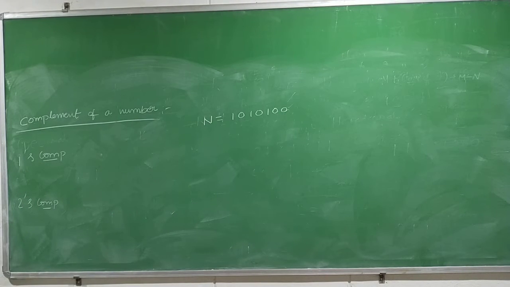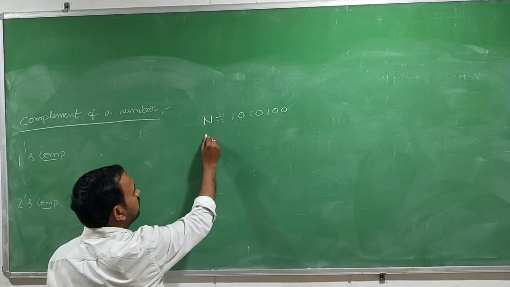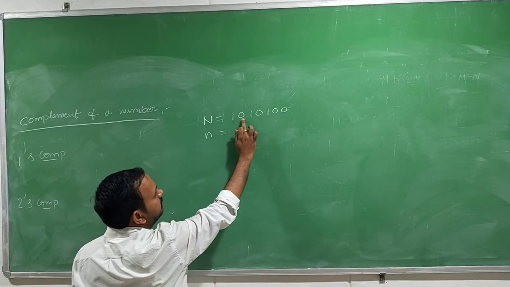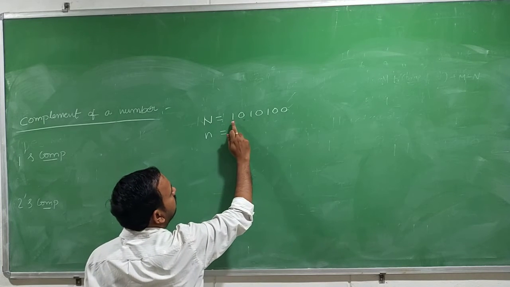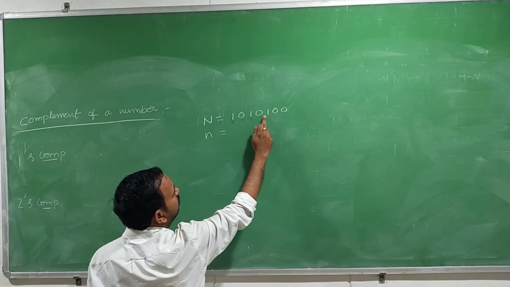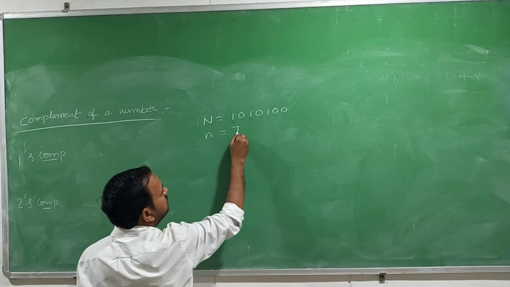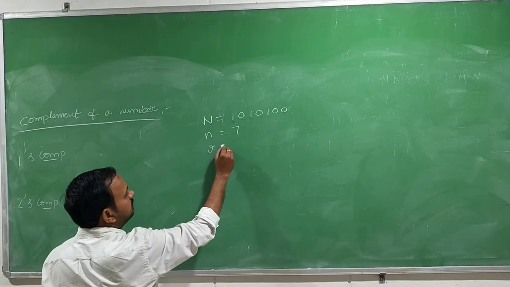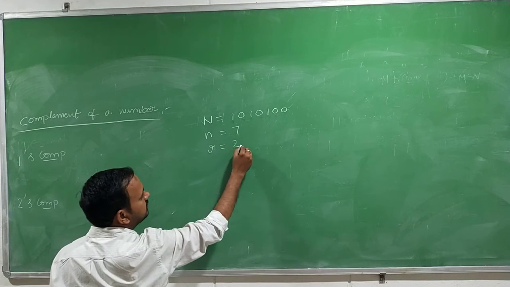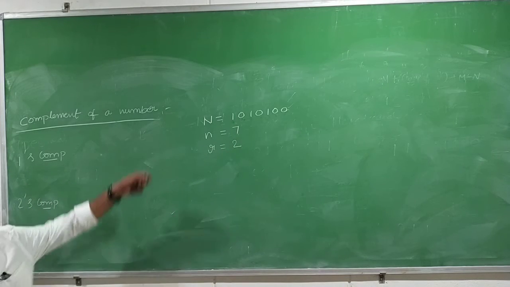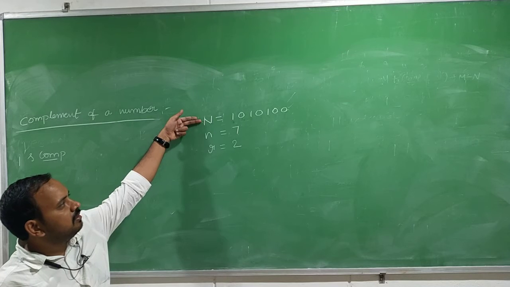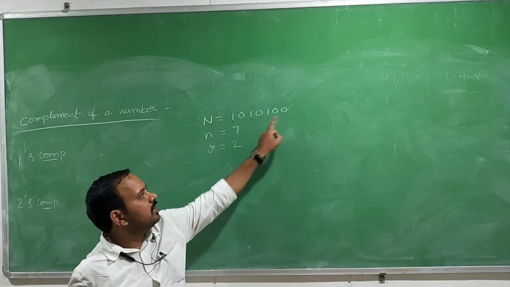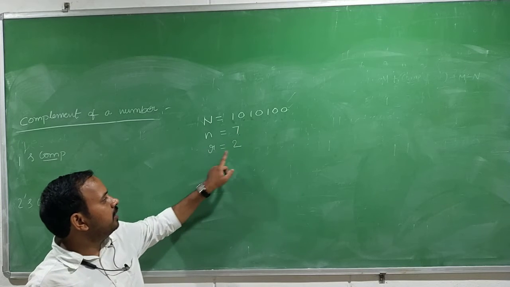Now, in this given number, small n is nothing but how many digits are there in this number. How many are there? 1, 2, 3, 4, 5, 6, 7. 7 digits are there. And radix: this is a binary number, so radix r is 2. Capital N is the given number, small n is the number of digits in this number, and r equals 2.